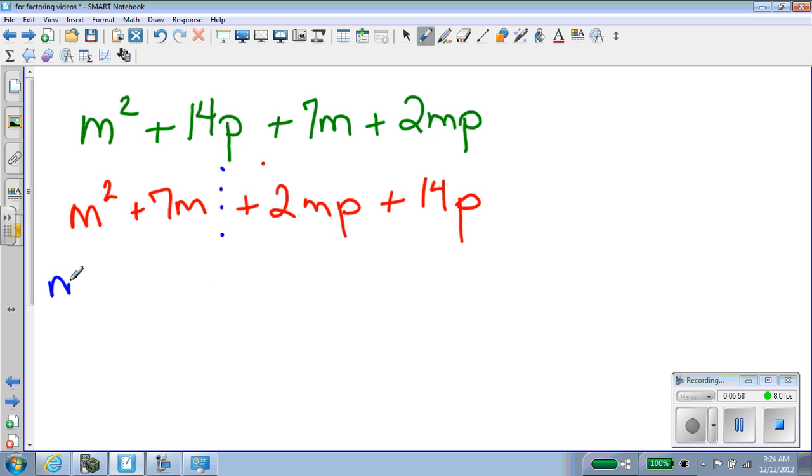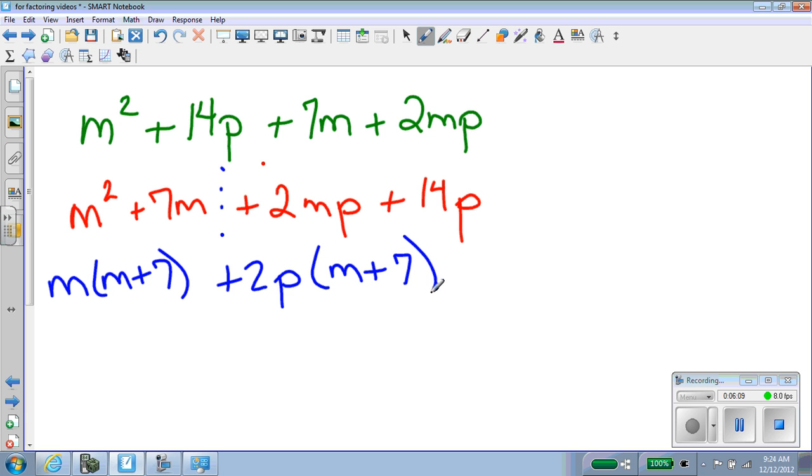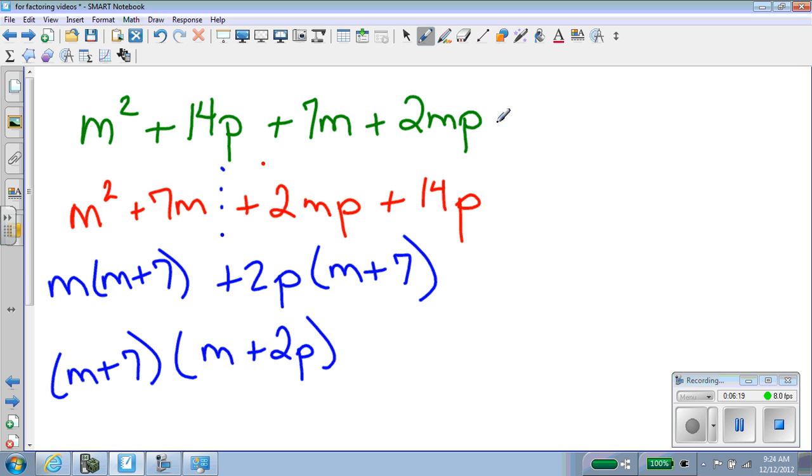These two have m in common, leaving m plus 7. These two have plus 2p in common, leaving m plus 7. So I've got my common m plus 7, and then what's left over is m plus 2p. And you might say, wow, I couldn't do that. You just keep trying different arrangements until it works, or until you've tried everything and you know it doesn't work.